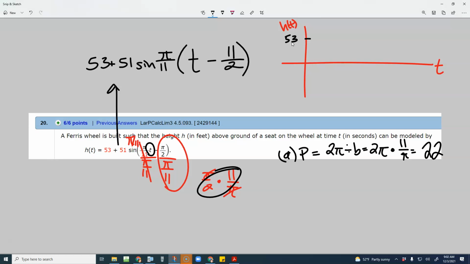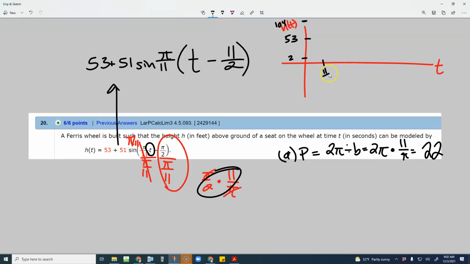Yes. So when you go up 51 and go down 51, 51 plus 53 would be, what, 104? That is how high up in the sky you get. And then minus 51, you're going to go down to 2. And this is a sine curve that's being shifted to the right.